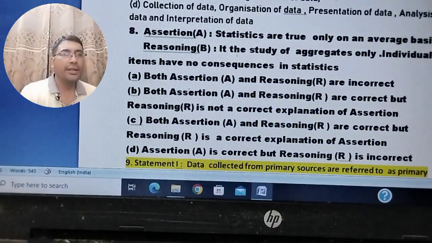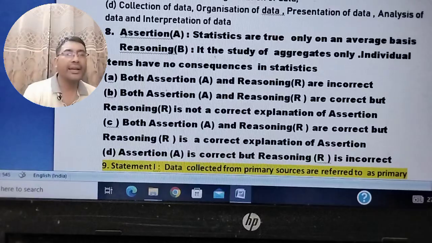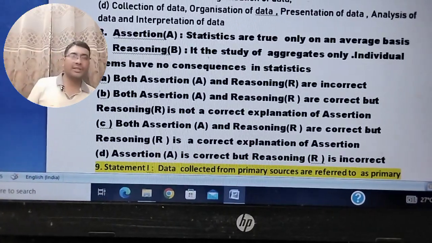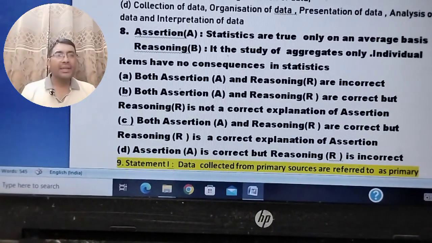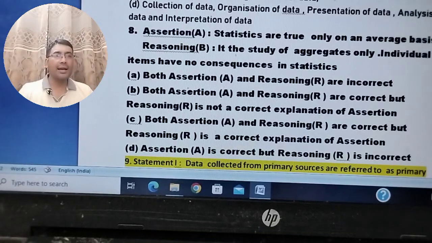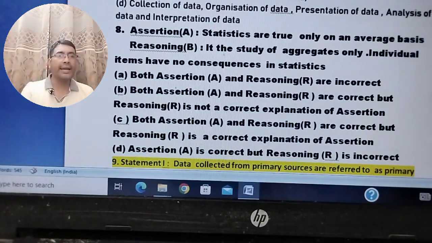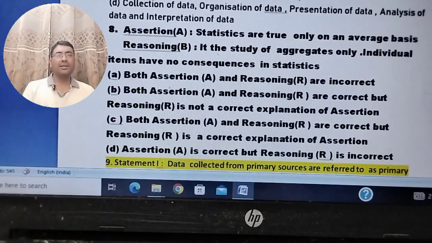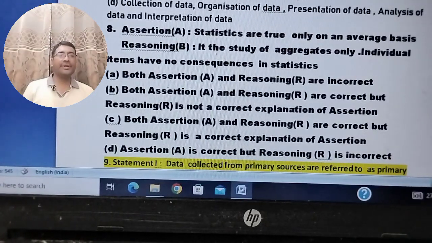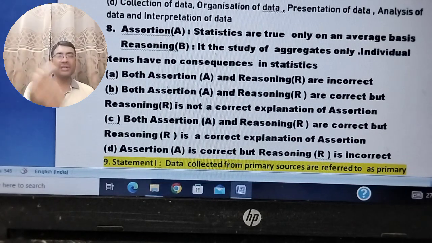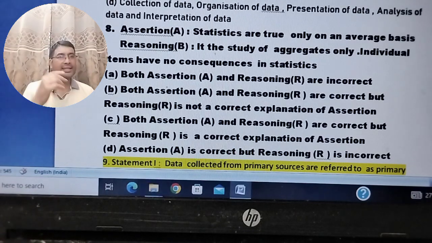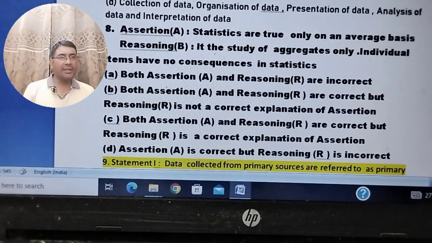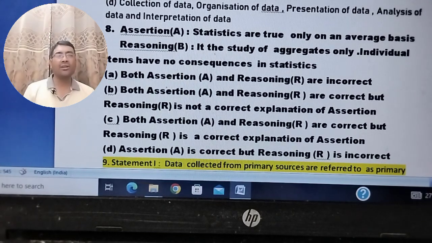If you go to question number 8, then you'll find an assertion and reasoning based question. Okay, assertion A: statistics are true only on an average basis. We never make statistics for a single data. So definitely it is true on an average. It is not true individually. That's absolutely correct. And reasoning R: it is a study of aggregates only. Individual items have no consequences in statistics. That is also absolutely correct.